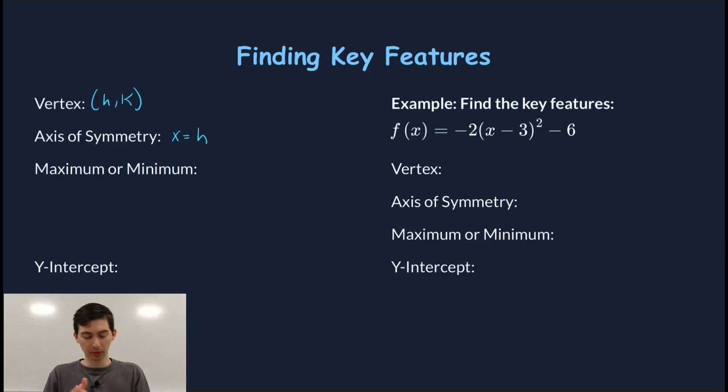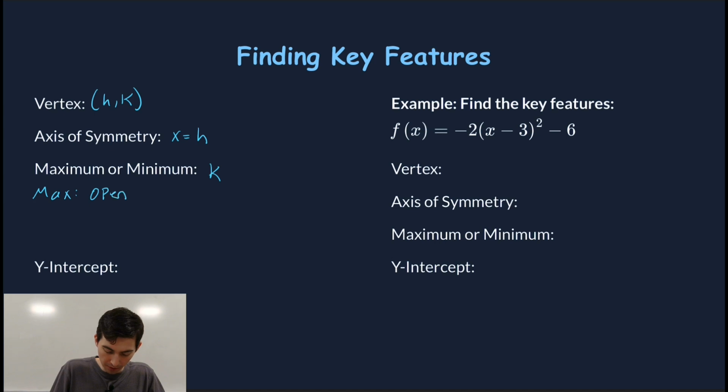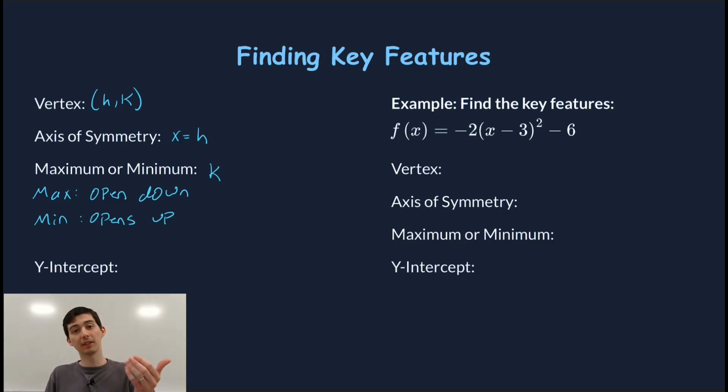Maximum or minimum, we haven't really talked about this yet. Maximum or minimum is just the highest or the lowest y value that we have. So it's just going to be k, and we're going to tell if it's a maximum or minimum. So if it's a max, we're going to be opening down because then the graph would have a highest value. And it's a minimum if the graph opens up. Okay, and remember that sign at the very beginning will tell us if we're opening up or down.